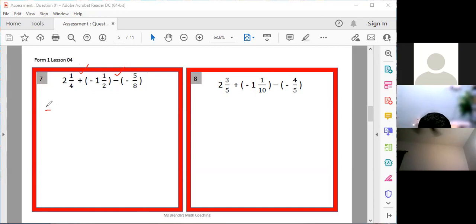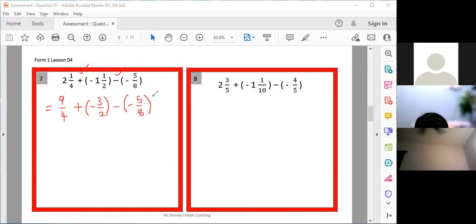So what you do is, start by changing everything to an improper fraction. First we do that. What is the first thing? 2 1/4 will become? 9 over 4. Very good. Okay, rewrite the question again. Plus, keep it as a negative. What does this become? Negative 3 over 2. Well done. And after that, keep minus 5 over 8. Not a problem, this one we just copy.